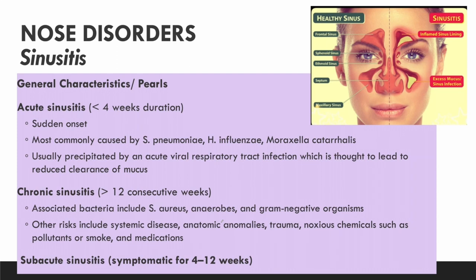Most common are going to be the same three bugs we've seen over and over again: strep pneumo, H flu, and MCAT. Most of the time we see this precipitated by an acute viral upper respiratory tract infection. When you have that, you get stagnant mucus within the sinuses, most often maxillary and ethmoid sinuses. That causes accumulation of bacteria and then bacterial sinusitis.